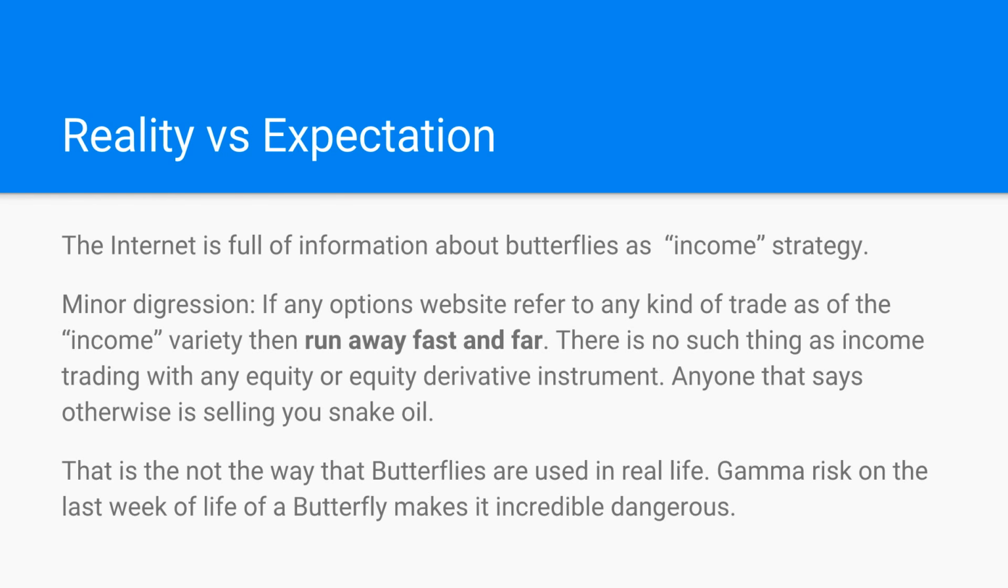Before going into reality before expectation, I just want to get something off my chest. This is one of my pet peeves, and it's a minor digression here. Something I cannot stand is when I see references to strategies that provide income, in particular option strategies that provide income. There is no such thing as an income strategy with equities or equity derivatives. It makes no sense. It is impossible. Income is something that is only related to debt securities, and equities and equity derivatives are not debt related.